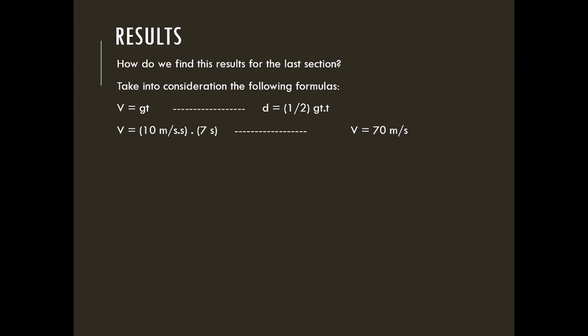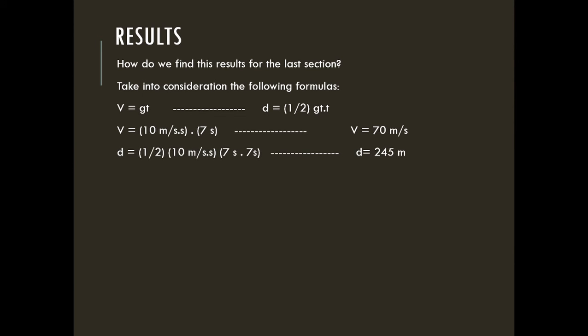And taking into consideration the givens that we had in the previous section, in order to find the speed, or most likely the velocity, of the object that we had in the previous problem, we will substitute gravity as it is in the problem for 10 meters per second squared, and we will substitute time, which will be 7 seconds. So what is the resulting velocity? The resulting velocity will be 70 meters per second.